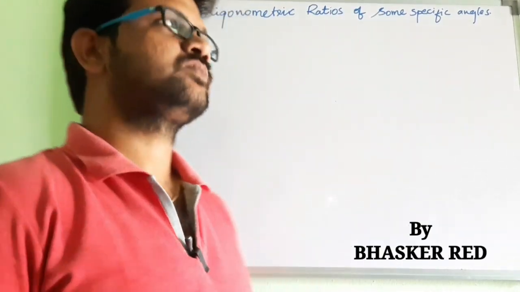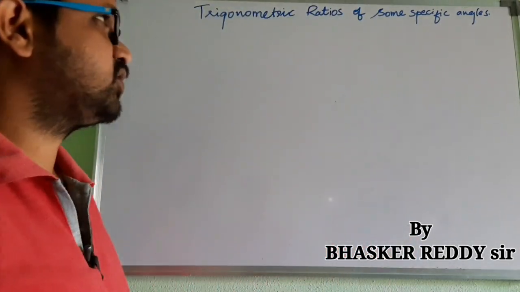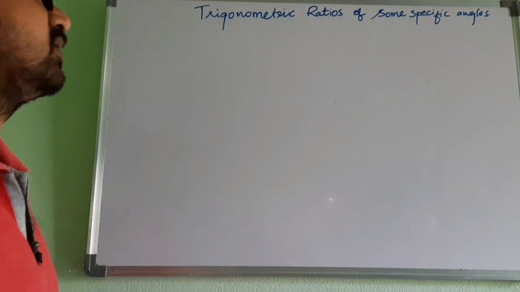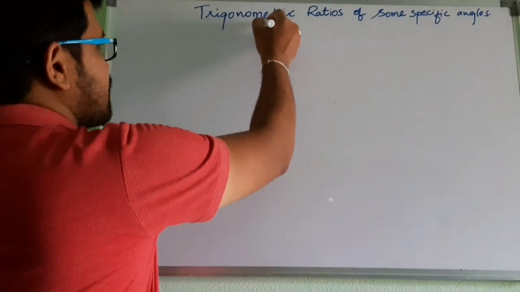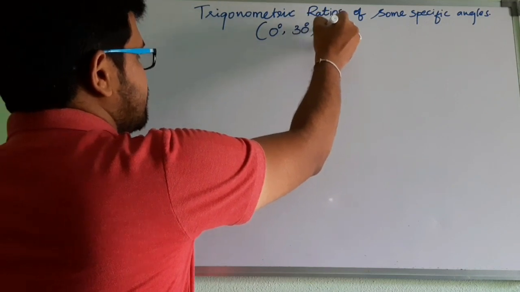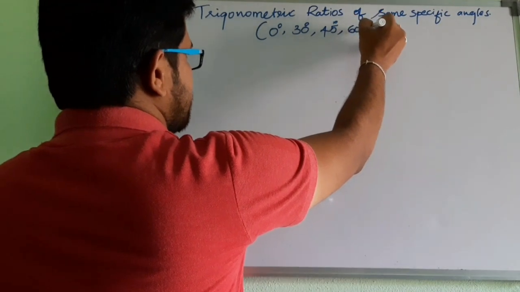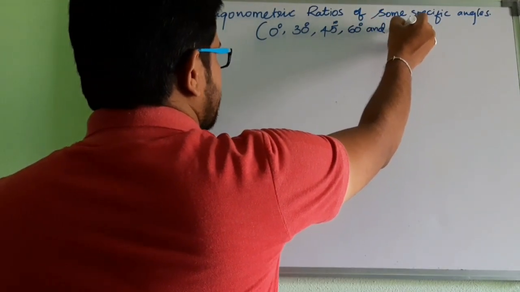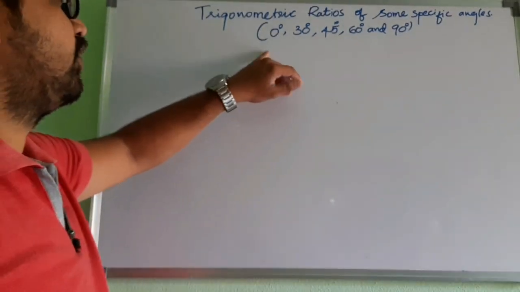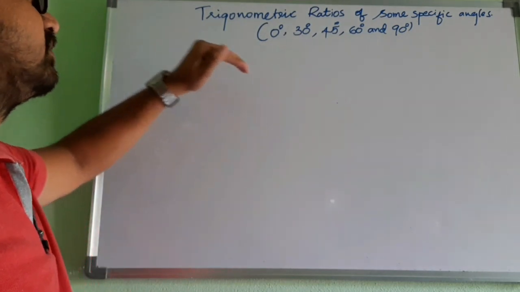Hi students, today we are going to study about trigonometric ratios of some specific angles. So what are the specific angles here? 0, 30, 45, 60 and 90 degrees. We measure in degrees: 0 degrees, 30 degrees, 45 degrees, 60 degrees and 90 degrees.